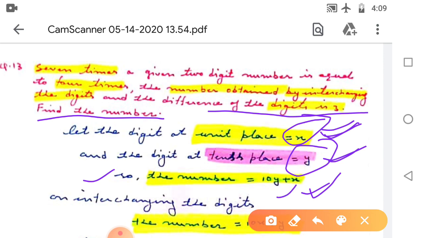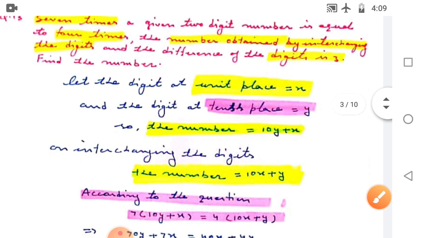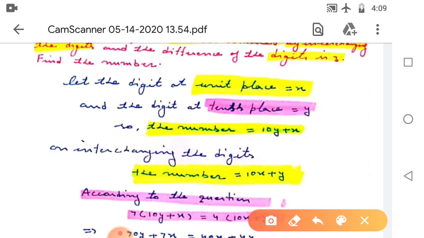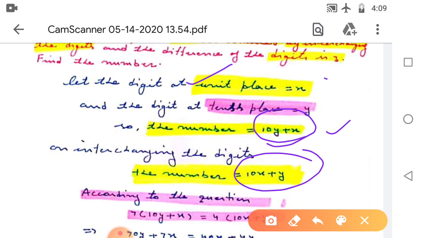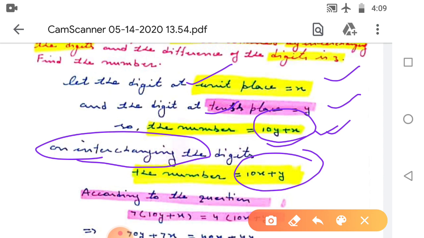So 10y plus x is the number. Now on interchanging the digits, the number is 10x plus y. Initially, the unit place digit is x and the tens place digit is y, so the number is 10y plus x. When you interchange the digits, the number becomes 10x plus y.